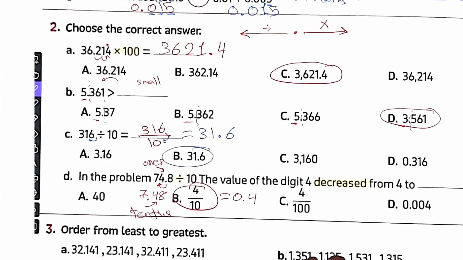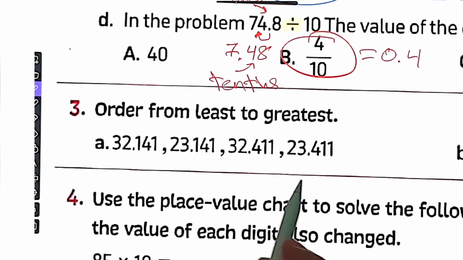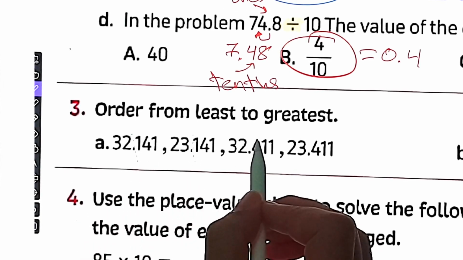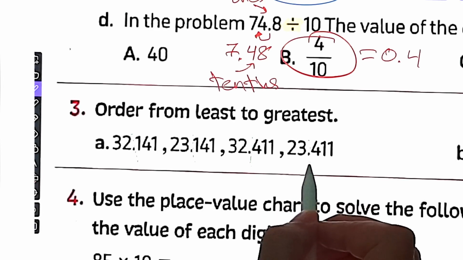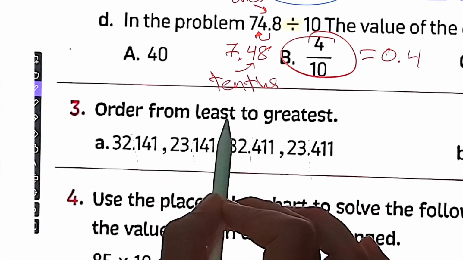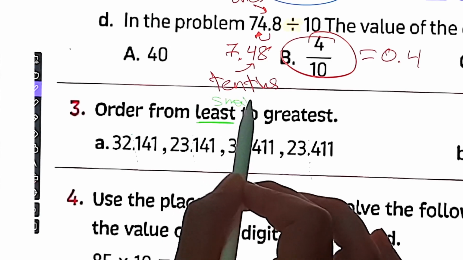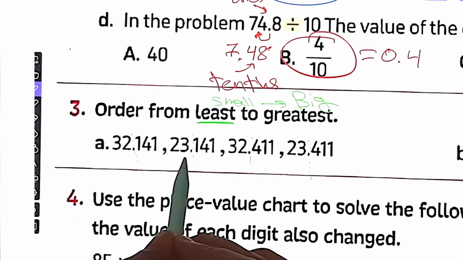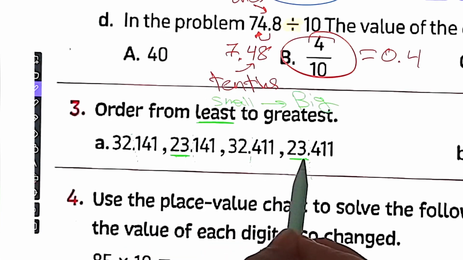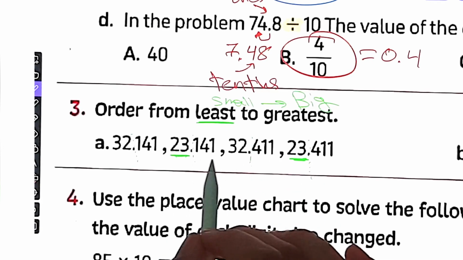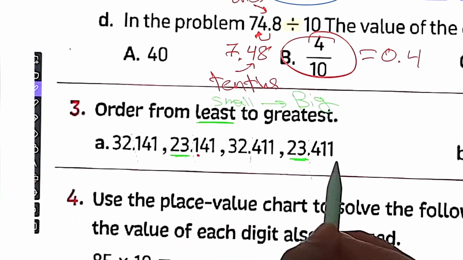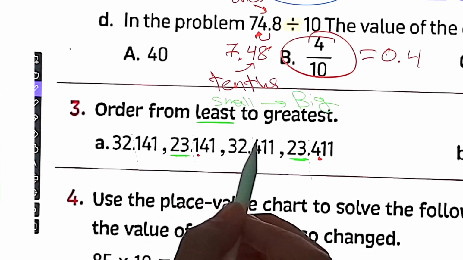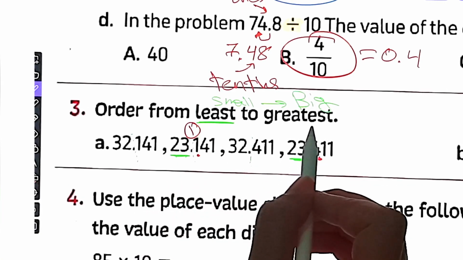Let's move to number 3. How to order these numbers from least to greatest? We said that we will cut the decimal number from here. I need to order from least, from the small to greatest, which is big. The smallest number here will be this 32 or this 32. Which is smaller between them? The first digit in the decimal here is 1. But the first digit in the decimal here is 4. So of course 1 will be smaller than 4. So this will be number 1 and this will be number 2.